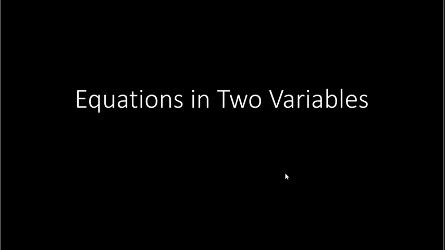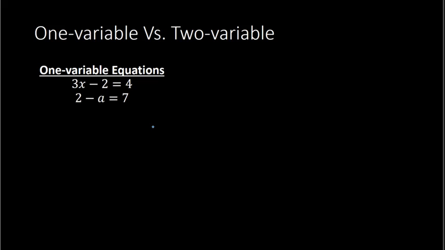In this video, you will learn about equations in two variables. Now up to this point, we've been working with equations in one variable. So equations with one variable will look something like this, where you have 3x minus 2 equals 4. We just have one variable. Or maybe 2 minus a equals 7.